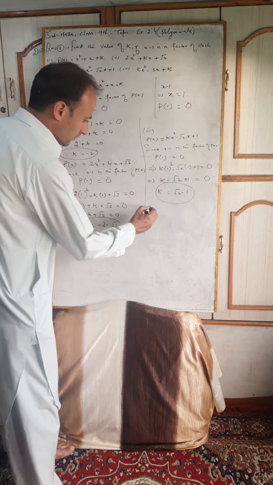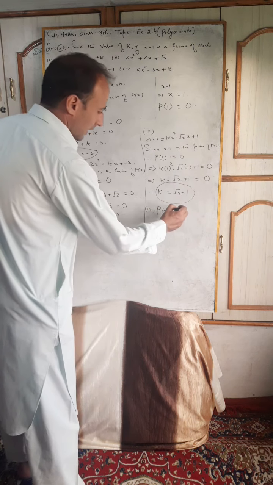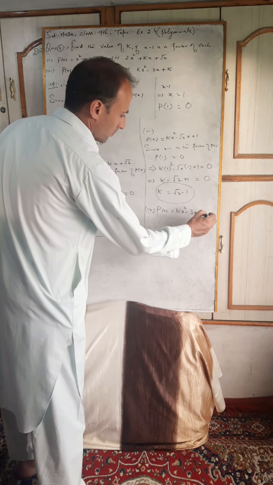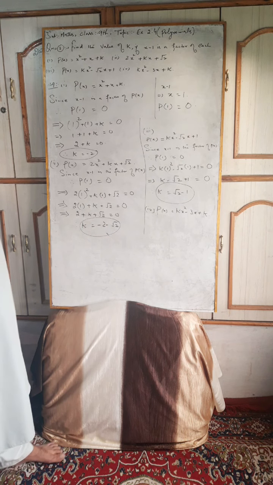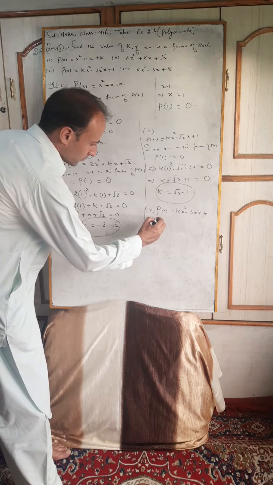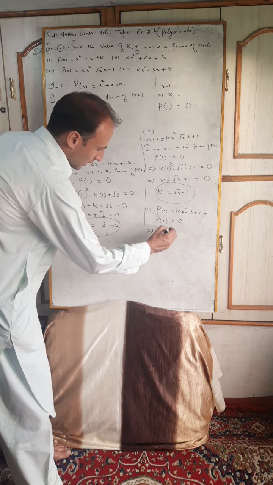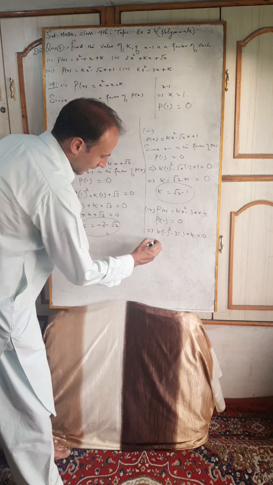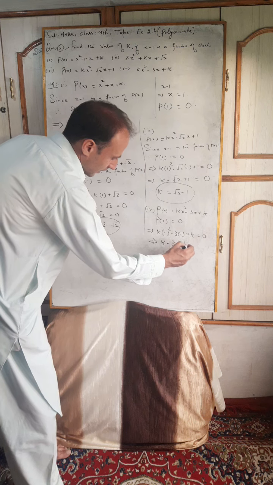And the fourth part, p of x is equal to kx square minus 3x plus k. Since x minus 1 is the factor of p of x, therefore p of 1 should be equal to 0. p of 1 is equal to 0, implying k into 1 square minus 3 into 1 plus k is equal to 0, implying k into 1 square is k, minus 3 into 1 is minus 3, plus k is equal to 0.